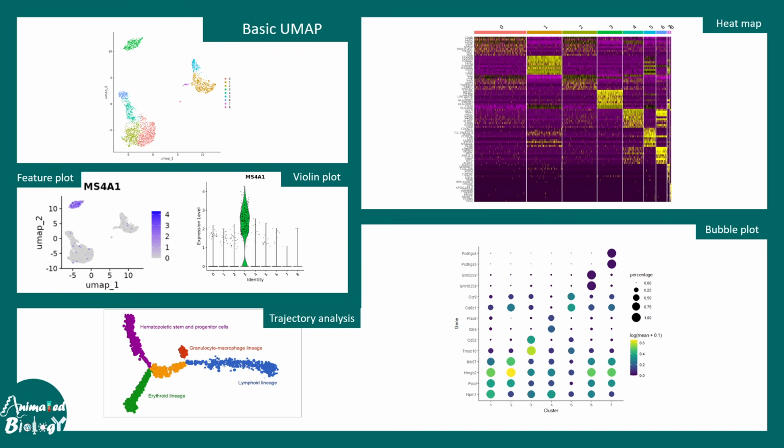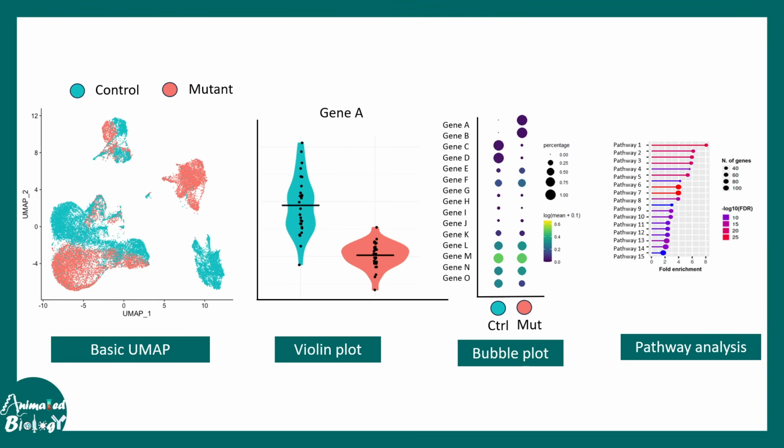So a lot of analysis can be done, and it's too short a video to explain all of these. But one of the important examples that I can give you is that one can look at a mutant versus a control scenario, or a control versus a drug treated scenario. In this case, one can look at the transcriptome of the mutant versus control and compare them with each other. So one can look at a particular gene and ask whether that gene is upregulated or downregulated. One can visualize that using a violin plot.